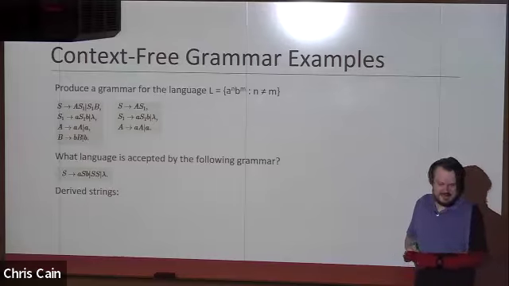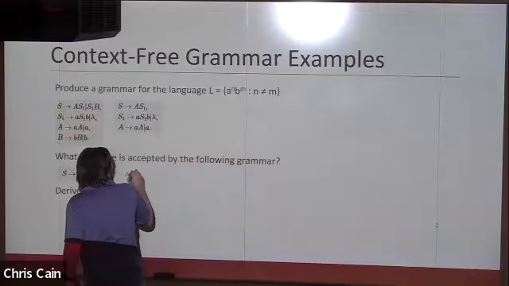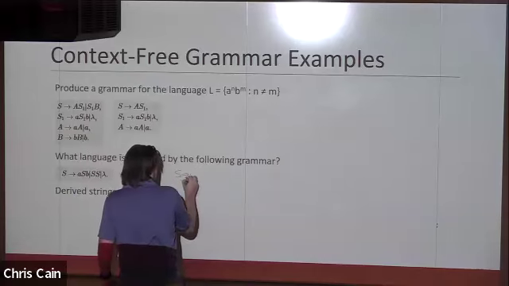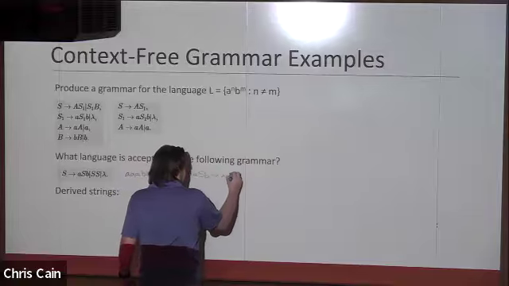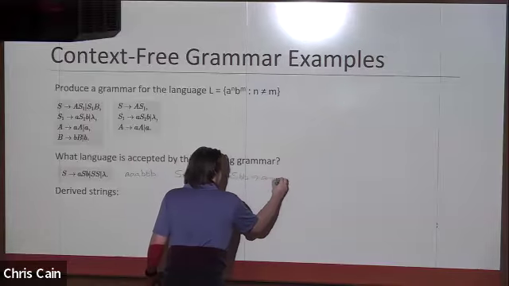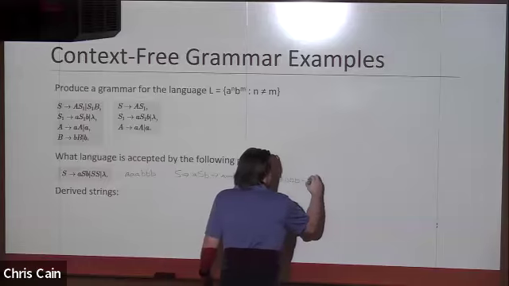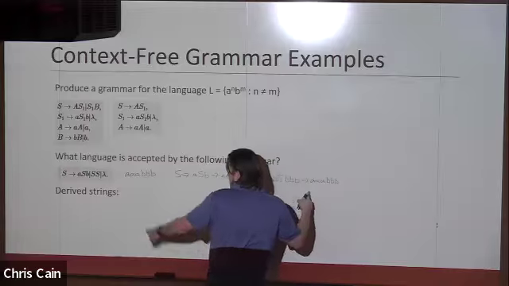Some derived strings: AAA, BBB. Okay, yeah, that'll do it. AAABBB can be derived via something like S arrow ASB arrow AASBB arrow AAASBBB arrow AAABBB with the S going to lambda there.